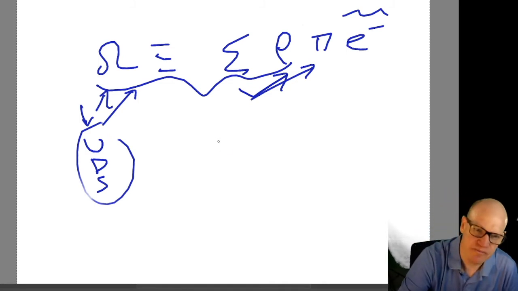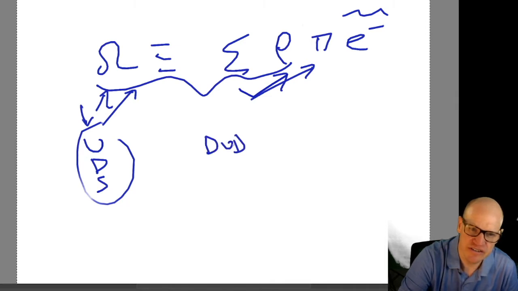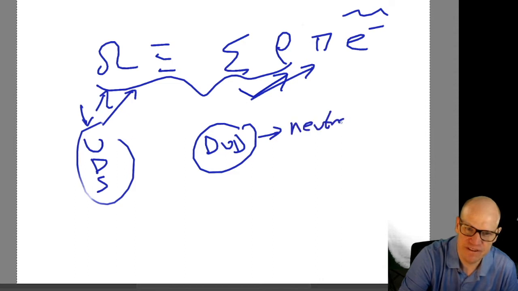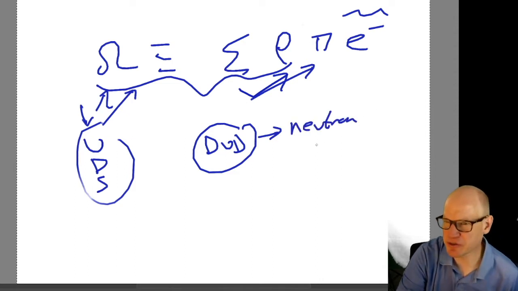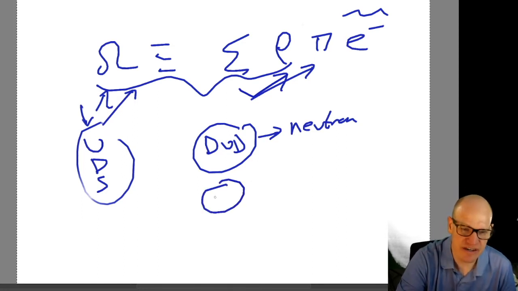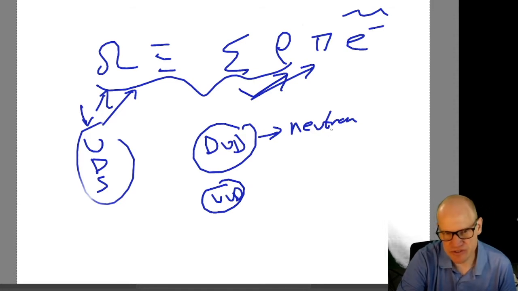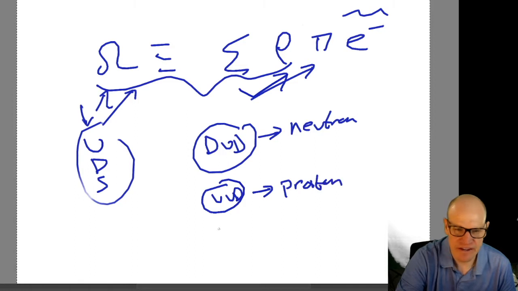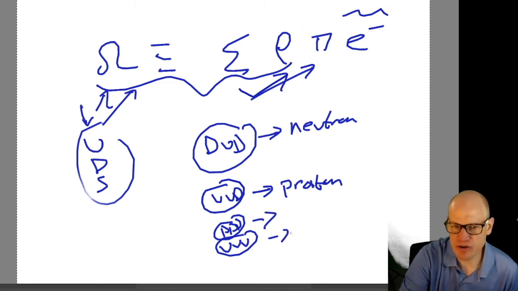So for example, if I make a dud, D-U-D, we can call this the neutron. It has the right electric properties of the neutron, it has the right mass for the neutron, and so forth. Up, up, down would be a proton. And then what if I had a down, down, down, or an up, up, up? These would be other particles that we found.